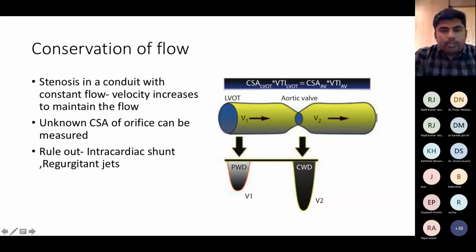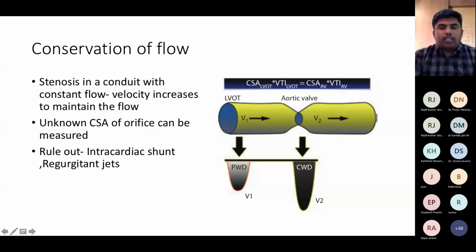So here the flow is maintained at the expense of increasing velocity. By Doppler we can measure the velocity at the V1 point and V2 point. The difference in the velocity can be used to measure an unknown cross-sectional area using this formula. In order to use this formula, there should not be any shunt between these 2 points, and there should not be any regurgitation in the valve we are measuring.